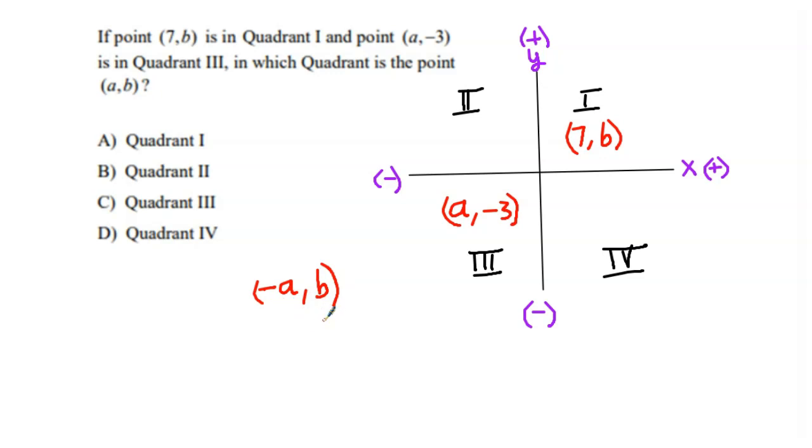So negative A and positive B has to be in quadrant 2 because negative and positive has to be here. So -A, B has to be here. So the answer has to be quadrant 2.